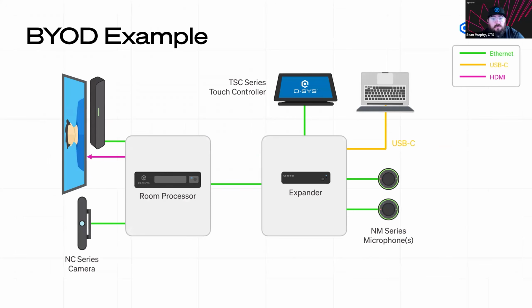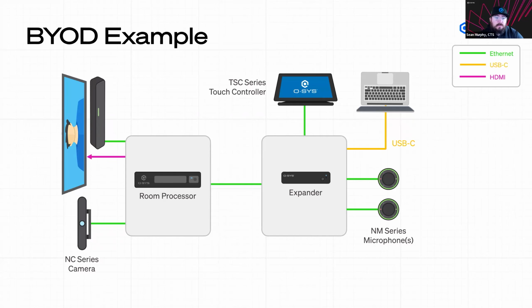So a quick little BYOD example for a RoomSuite system. You can see we have our room processor at the display, outputting HDMI to the display. Couple network connections to a speaker and a camera. And then we have that one single network connection going from the room processor to the expander. Makes it a lot simpler to run that cable because often it's not a straight, down and across the room to the table. Often it's an up and over and down and around and through a different floor.